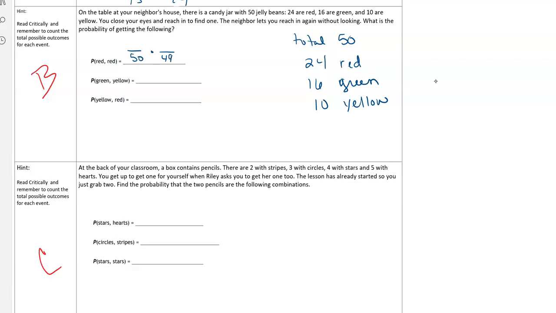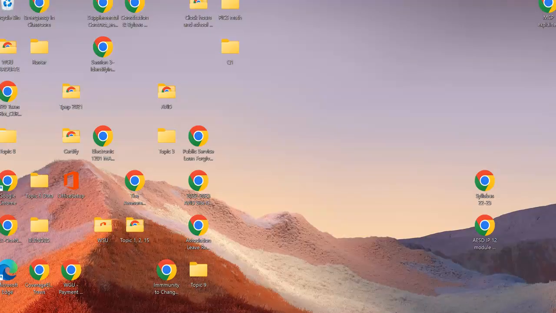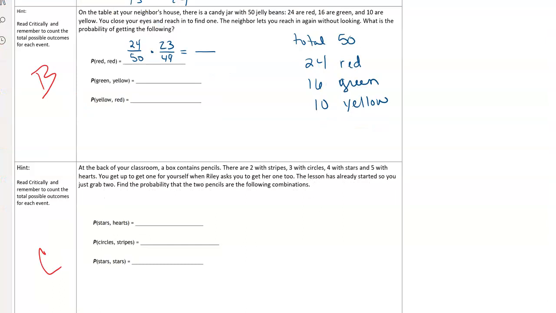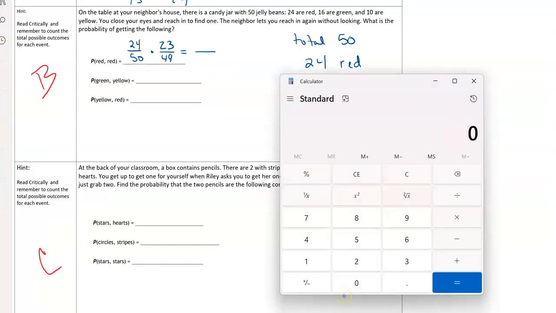So pulling a red, 24, and then pulling another red. Remember, one red's already out. So now there are less reds. There's one less. So now we just multiply straight across. So let me go here to my calculator, and I got 24 times 23, 552.